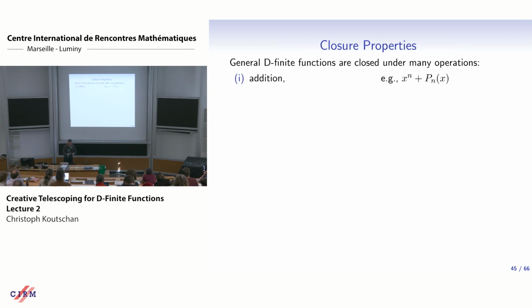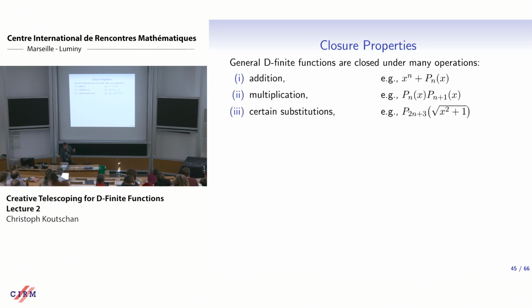Okay, closure properties, again, addition. So here I put some examples. Multiplication, we have substitutions, and now it depends. So again, for the continuous variables, you can substitute algebraic functions. For the discrete variables, you can do this integer linear substitution.